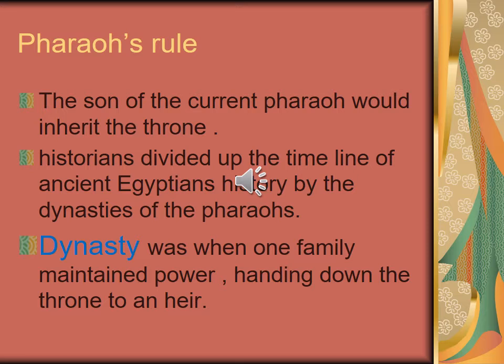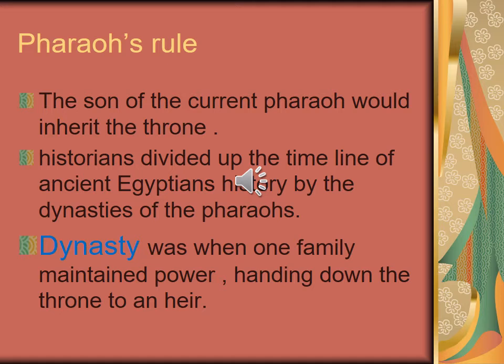Now let's see what the form or shape of the pharaoh's rule was. As I told you, the king ruled ancient Egypt and also the queen helped him and played an important role in his life. What about the son? The son of the current pharaoh would inherit the throne. What is the meaning of inherit, teacher? Inherit means to take the throne after the death of the father.